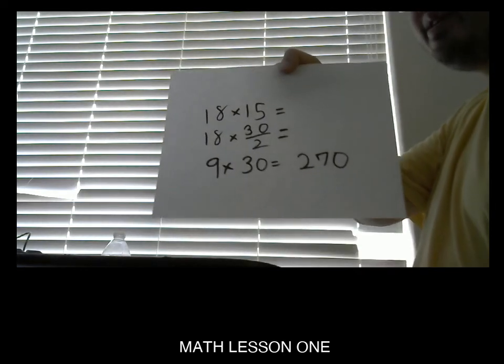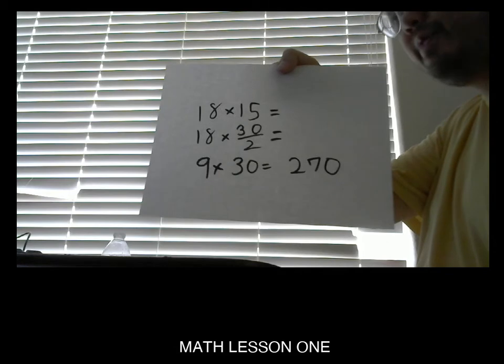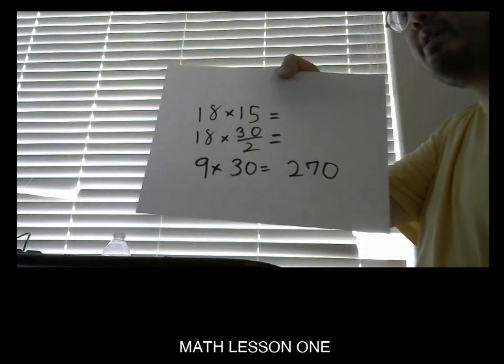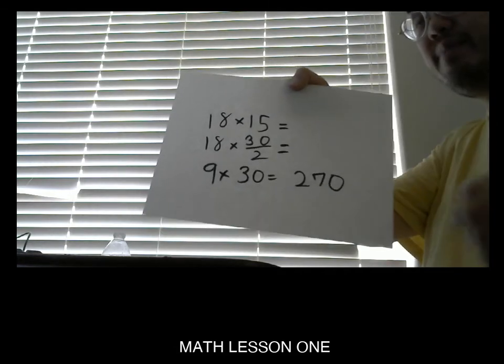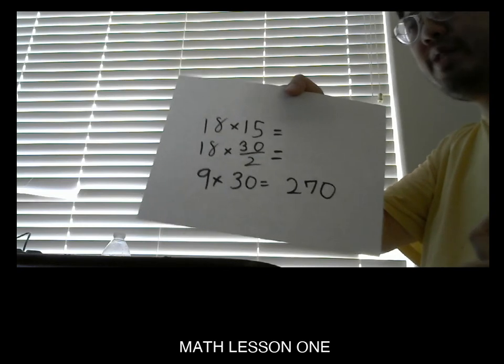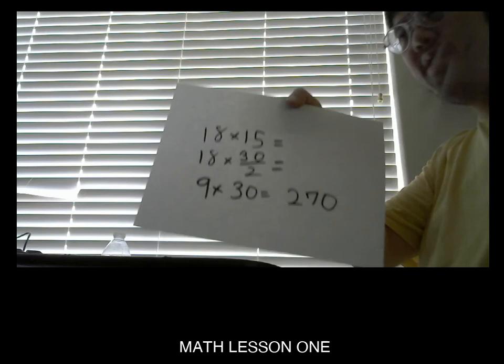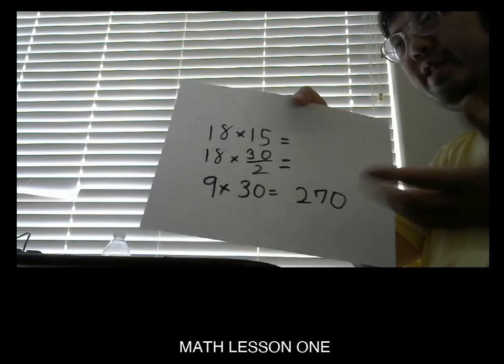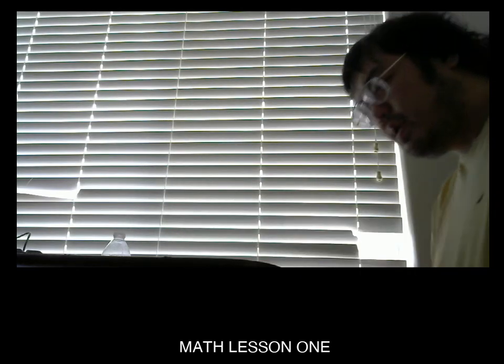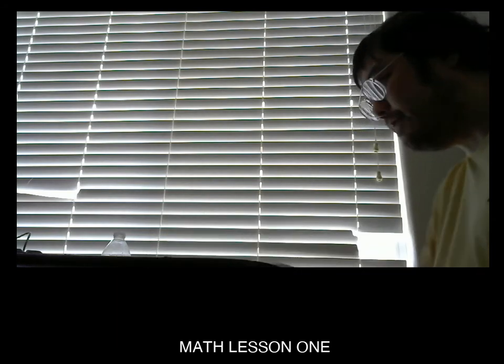So here goes. What is 18 times 15? Well, it's 18 times 30 divided by 2. Now you might know here that you can do 18 divided by 2 first and then multiply by 30, which makes the problem much easier. 9 times 30 gives you 270. And there you go.